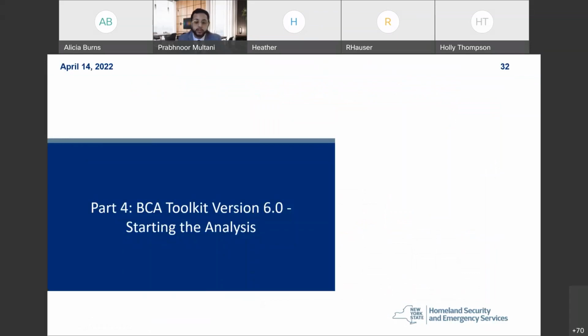Part 4, BCA Toolkit version 6.0, starting the analysis. Next slide, please.